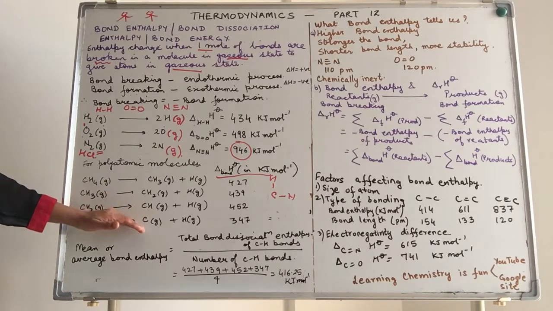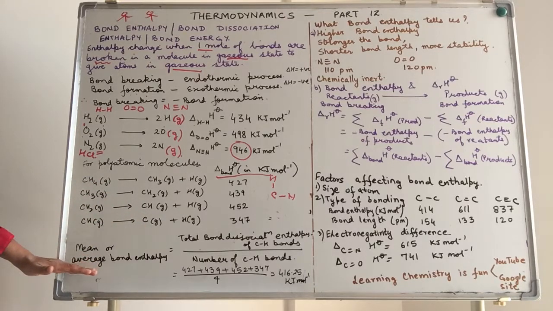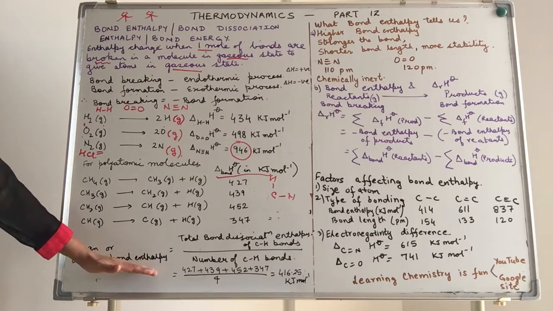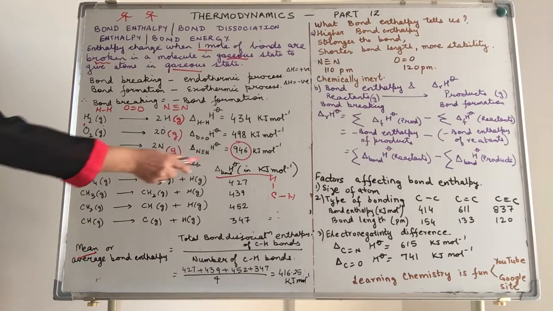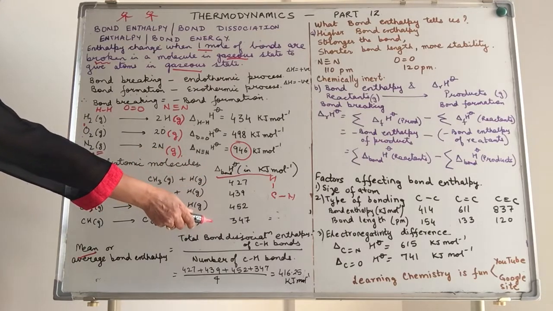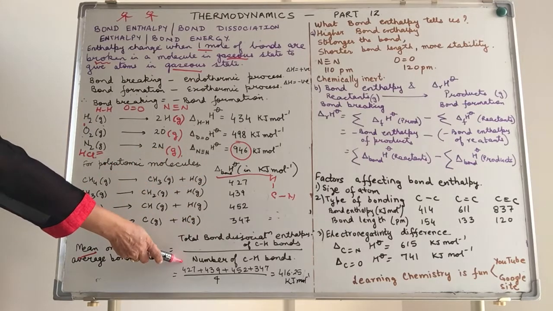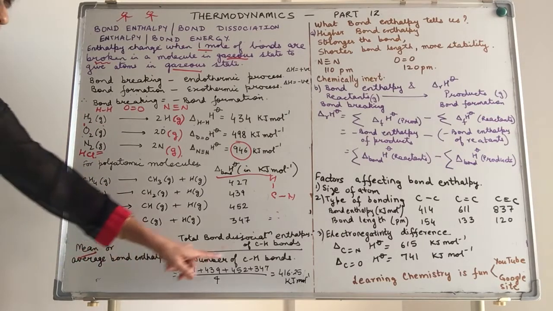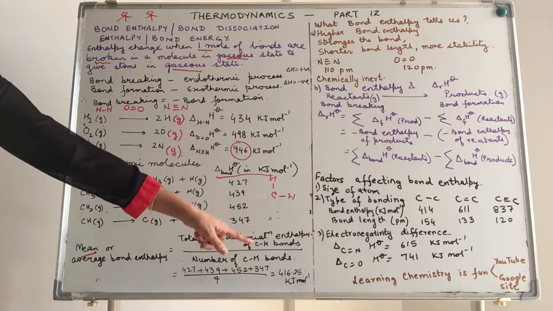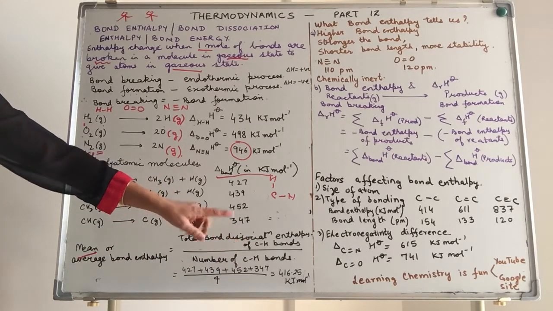To avoid this confusion, we introduce a term called mean or average bond enthalpy. As the name indicates, mean means you take a sum of all these enthalpy values divided by the total number of C-H bonds. So 1, 2, 3, 4. We've spoken about the breaking of 4 bonds. So the total of this divided by 4 gives me the mean bond enthalpy.